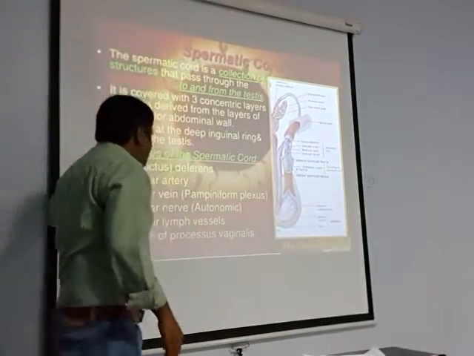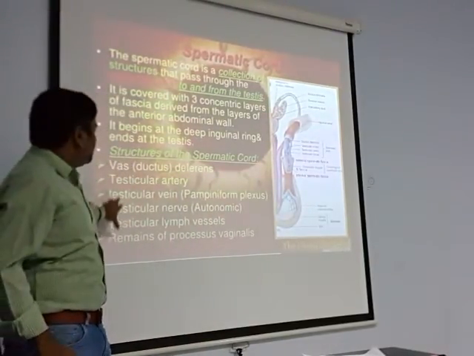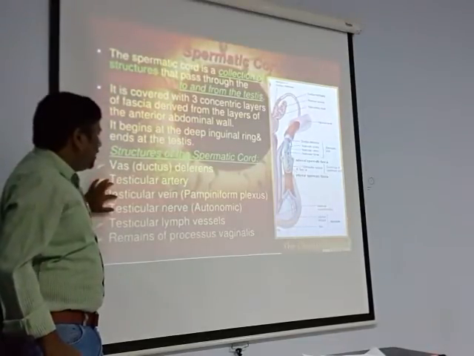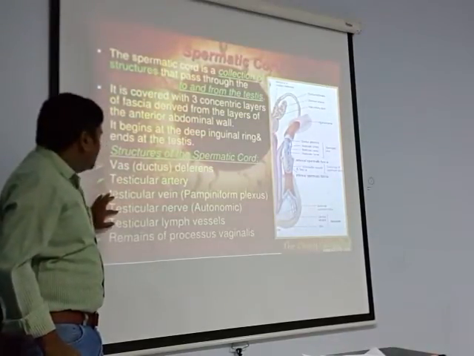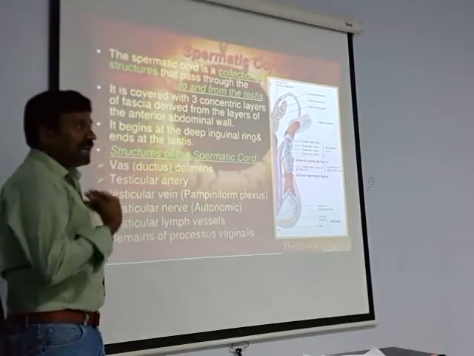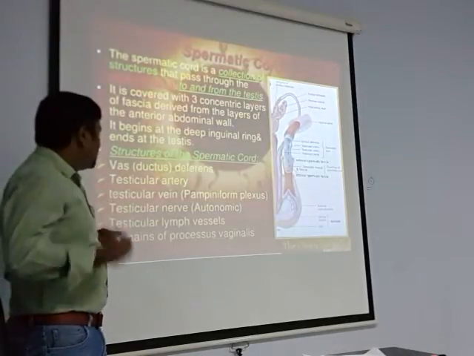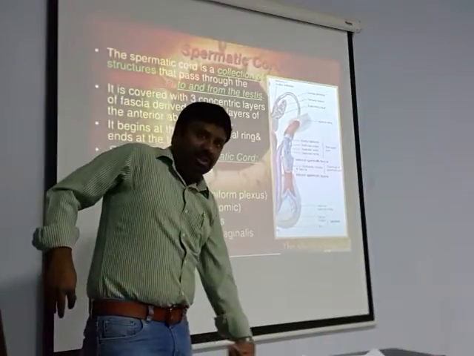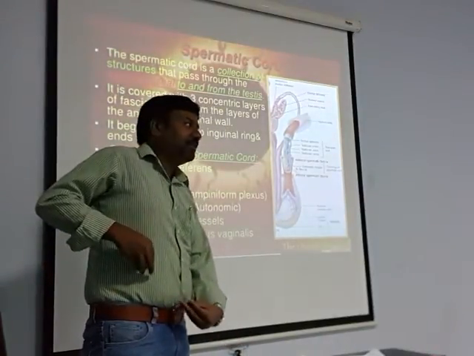So these all form the contents of the spermatic cord. What are they? Vas deferens, testicular artery, testicular vein, testicular nerve, as I said, then testicular lymph vessels which carry the lymph from the testis, and even, as I said, the peritoneum also drags down. So some remnants of the peritoneum.